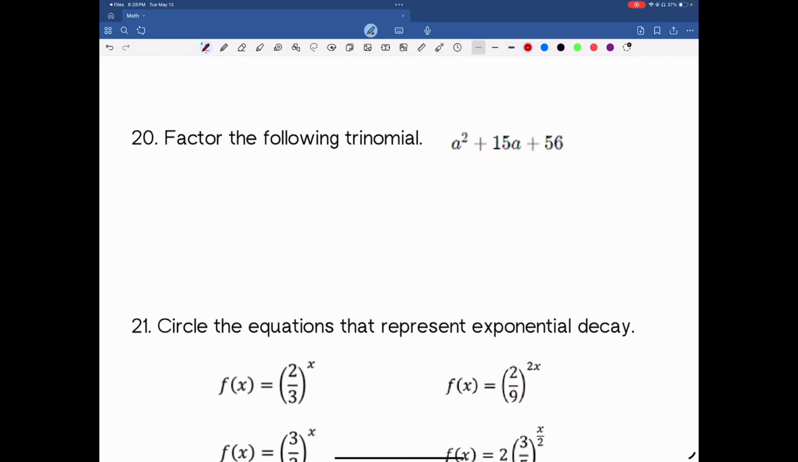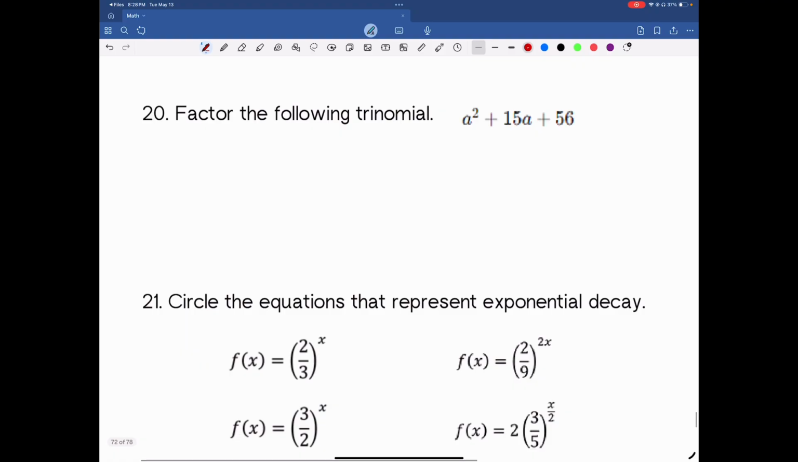All right, factor the following trinomial. We've got a squared plus 15a plus 56. So remember, as long as the number in front of the squared variable is 1, then we can go ahead and factor this into two binomials. And the way we make a squared is with a times a. And then we need factors of 56, positive 56, that will add to 15.